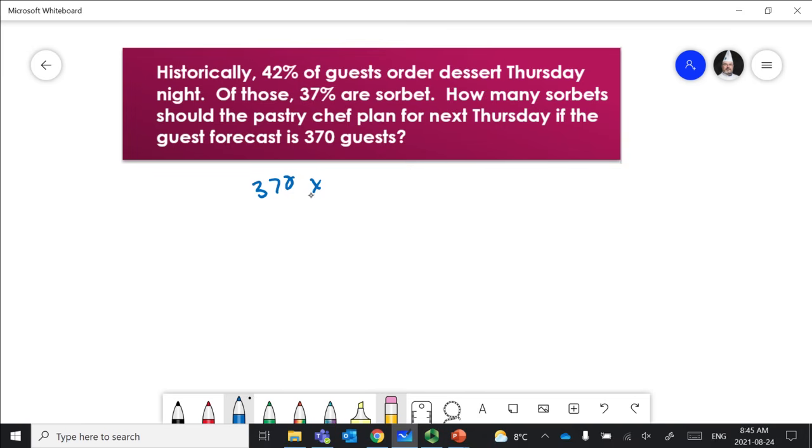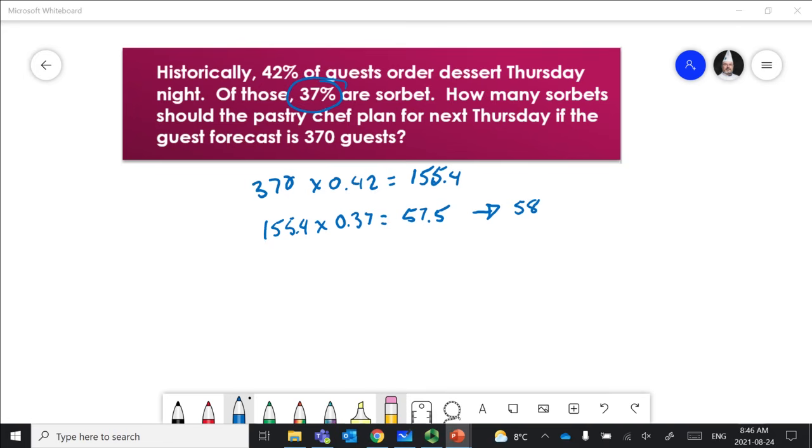So we're going to multiply that 370 times 0.42 to get us 155.4 people that are going to buy dessert. Now, I know we don't have 0.4 of a person, but we're not going to round yet, right? We're going to apply our 37%: of those 155.4 people that are having dessert, 37% are going to have sorbet. So we can multiply that out and we get 57.5. Now I'm going to round that to 58 sorbets.